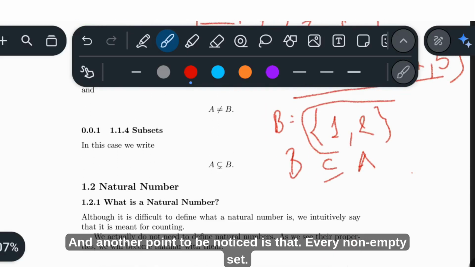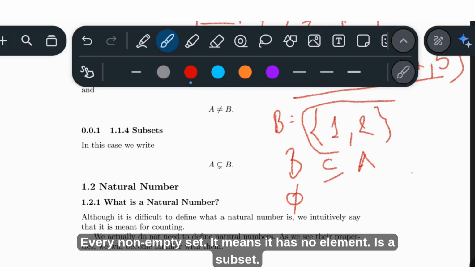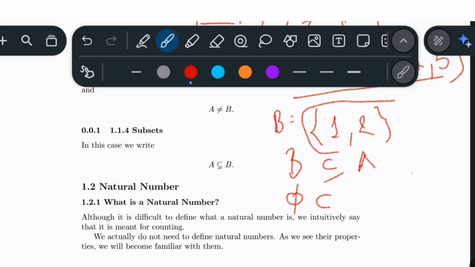Another point to be noticed is that the empty set, which means it has no element, is a subset of every set.